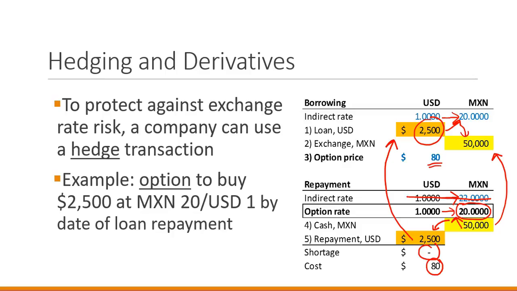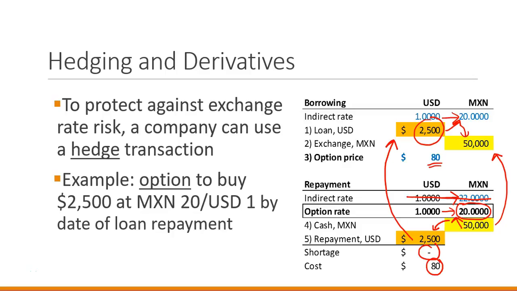Now, you don't know what's going to happen to exchange rates in the future. It could have been that there was no change in exchange rates. It could have been that the exchange rates moved in favor of the Mexican peso, or that the exchange rates moved in favor of the dollar and against the peso, but only to a small degree, such that $80 might have been more than we would have lost had we simply not protected the transaction and made the foreign exchange transaction at the time the loan was due.